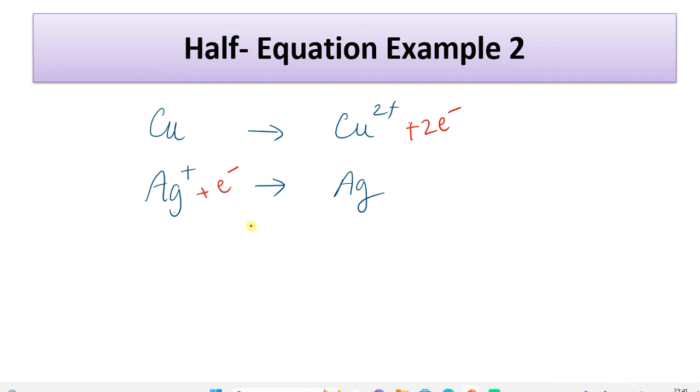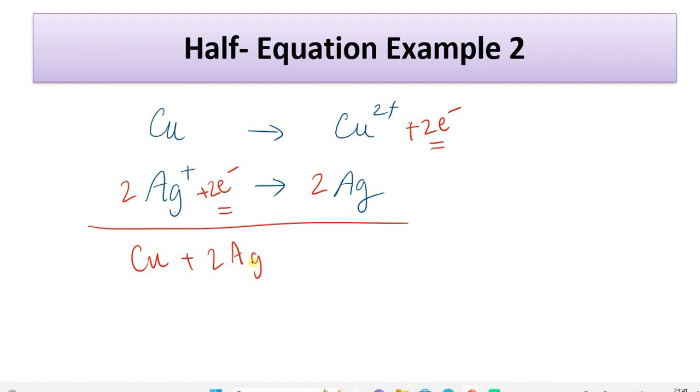Okay, so the charges should be balanced on both sides as well. So it's a thing to check before you multiply this by 2. As you can see that 2 here, 2 electrons, so I have to match the number of electrons on both half equations. So I multiply this whole thing by 2, and now I'm ready to add them up to give an overall equation. So Cu plus 2Ag+ gives you, electrons get cancelled out, 2Ag plus Cu2+.